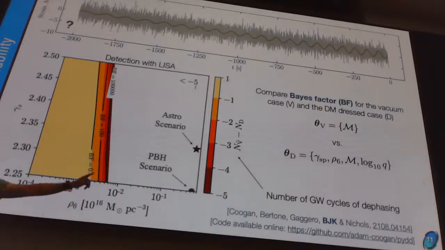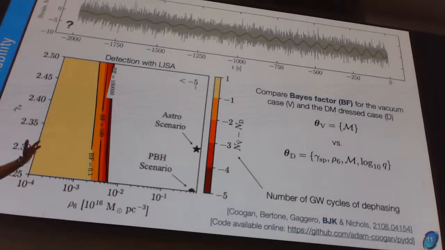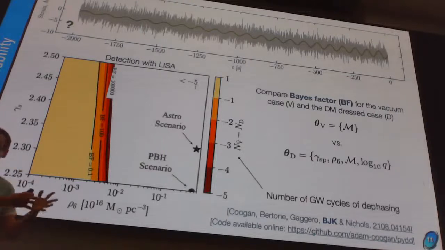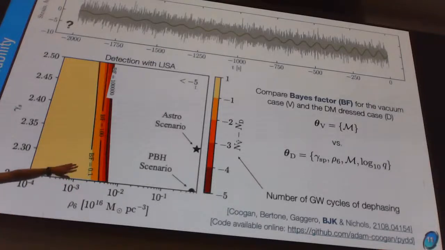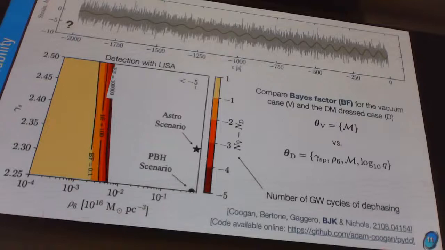And so what we went away and did in this work that was led by Adam Coogan, we calculated the Bayes factor, so the Bayesian evidence in favor of this pure vacuum system versus the system with dark matter, and tried to work out, can you see evidence in favor of the dark matter spike? And so these black contours show you different values of this Bayes factor. And if you're not familiar with this, anything above, say, 100 or so, you would certainly say is convincing evidence that there was a spike there.